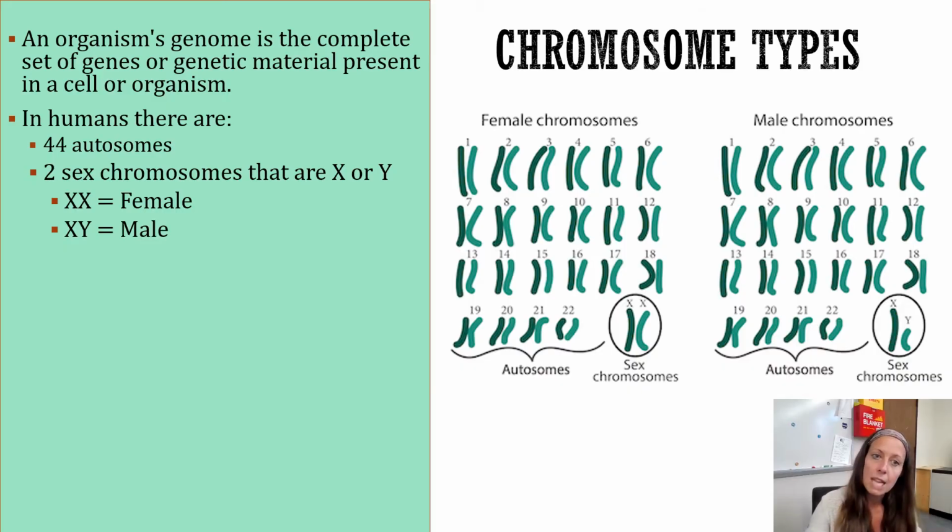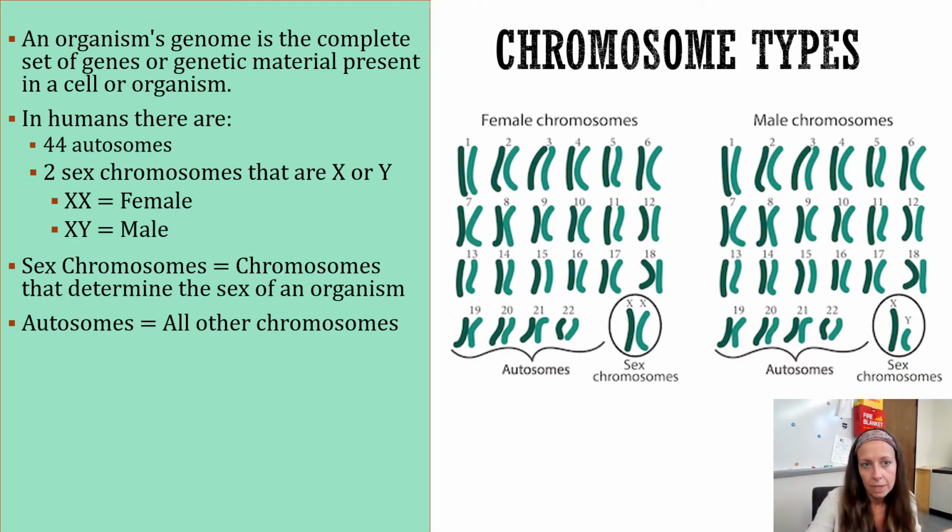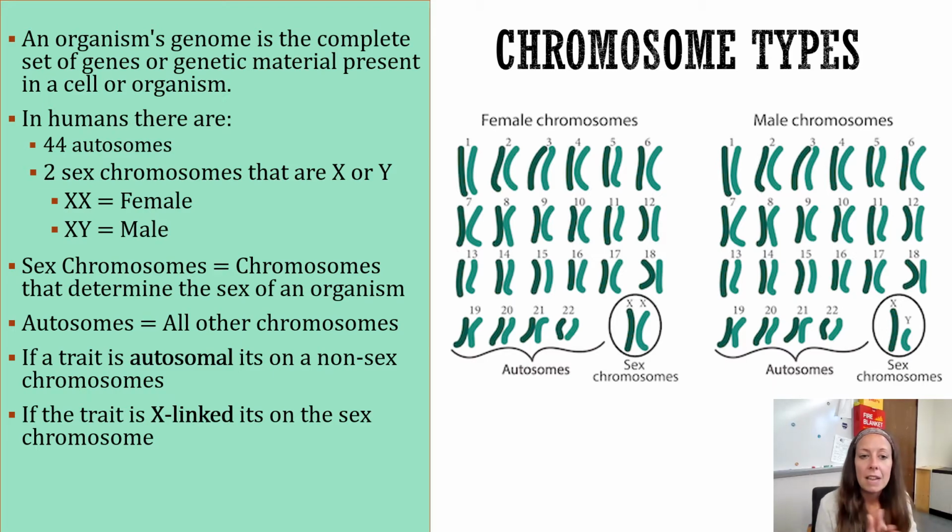The sex chromosomes are the X and Y. Females are XX, males are XY. The sex chromosomes determine the sex of an organism. The autosomes, or the rest of the chromosomes, determine all the other genes, right? And we have a picture of those on the side here. So if a trait is considered autosomal, that means it's on the non-sex chromosomes. And if it's X-linked or sex-linked, it's on the sex chromosomes. Again, all review.